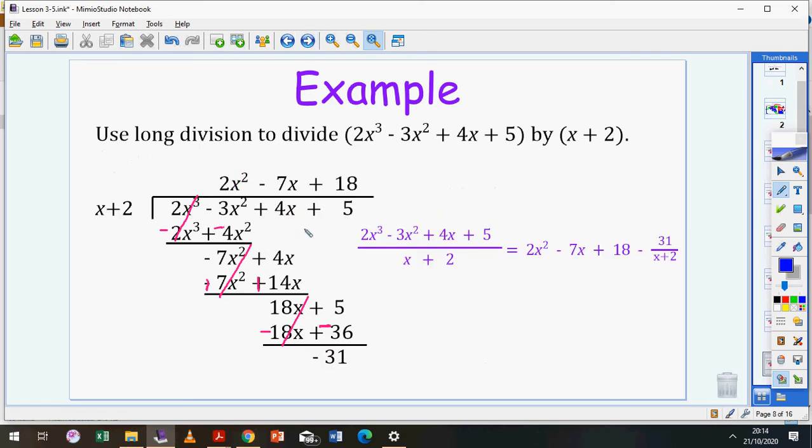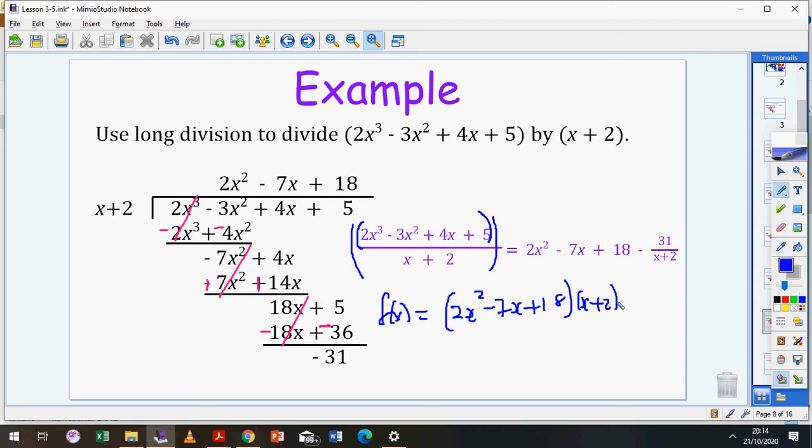So this is what I was telling you earlier. You can write it like this, that the whole expression f(x) divided by x plus 2 is the same thing as 2x squared minus 7x plus 18 minus 31 divided by x plus 2. And the other way to write it is, remember I called it f(x), f(x) is equal to 2x squared minus 7x plus 18 times x plus 2 plus the remainder, which is minus 31.